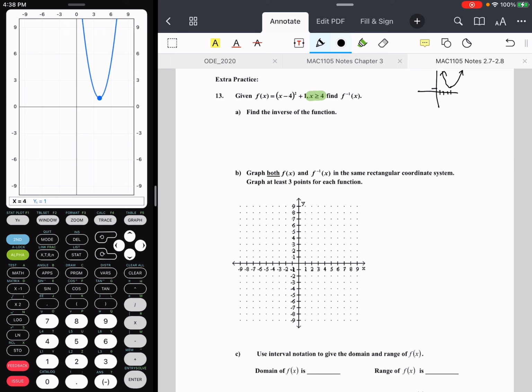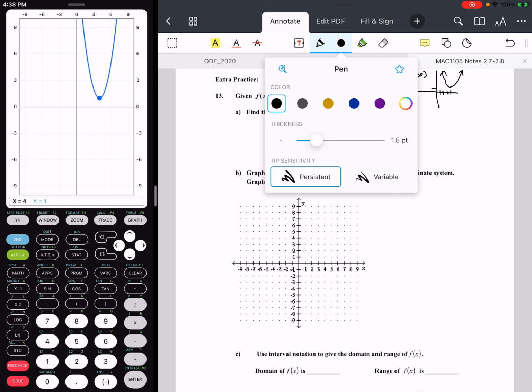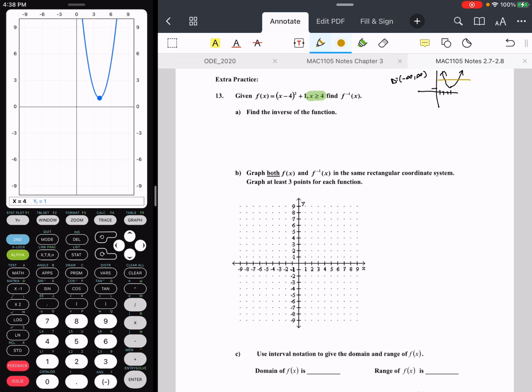So the original function without the domain restriction, so this is the function with a domain from negative to positive infinity, the entire parabola. This function would fail the horizontal line test, which means its inverse would not be a function. So that's where the domain restriction comes in.